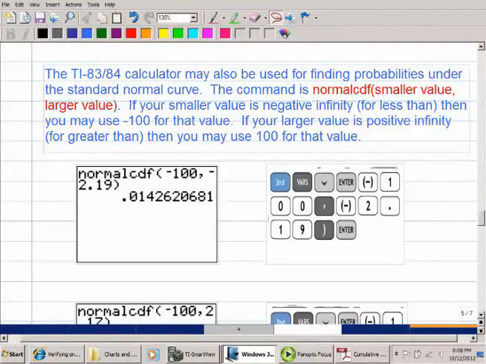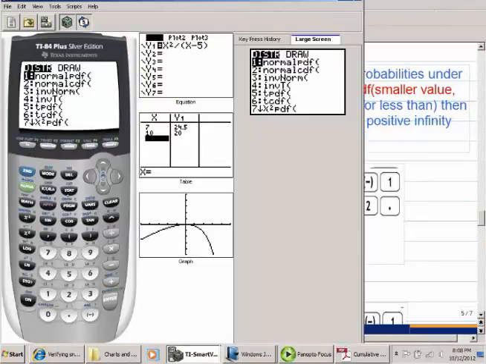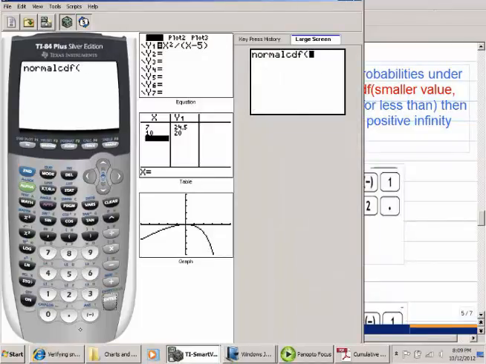With interval notation, if you're using negative infinity, it must go first. So negative 100, negative 2.9, I'll actually type that in there. So I go second, there's distribution. The binom PDF that we've seen before for the binomial distribution, that's a little farther down the page. They made this one close to the top. Now you don't want to use normal PDF here. You always want to use normal CDF. Do not use PDF. So I'm going to put negative 100, negative 2.19. Enter.